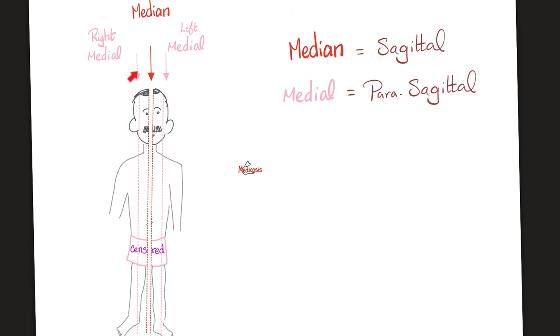The median is known as the sagittal suture or the sagittal plane. The medial is parallel to the median, so we call it parasagittal. So if something is close to the midline, we call it medial. But what if something is far away from the midline? What do you call that? You call it lateral. So this hand is lateral to this shoulder, and this shoulder is lateral to the vertebral column.